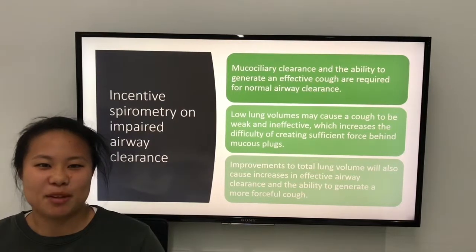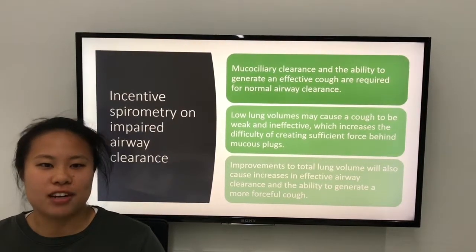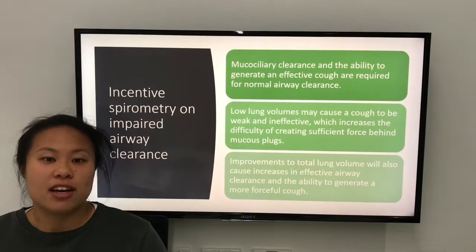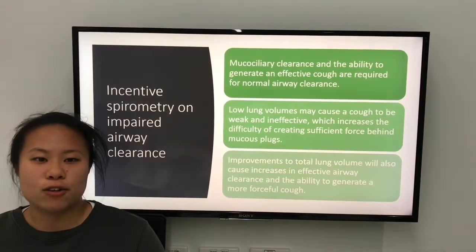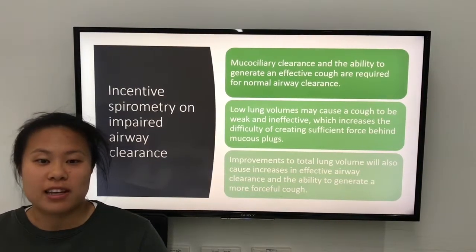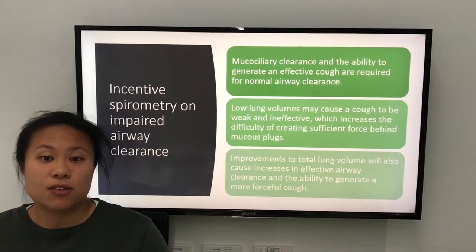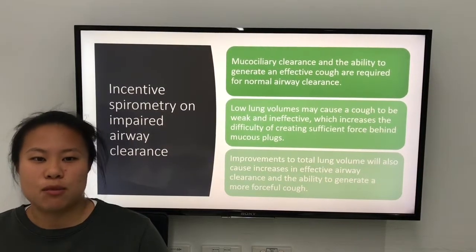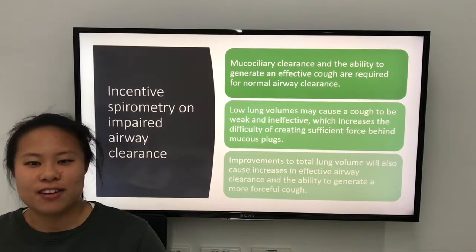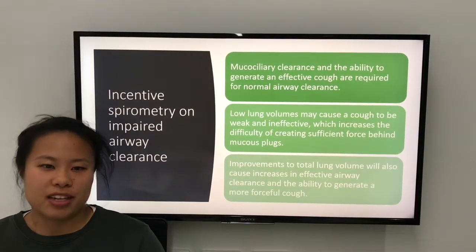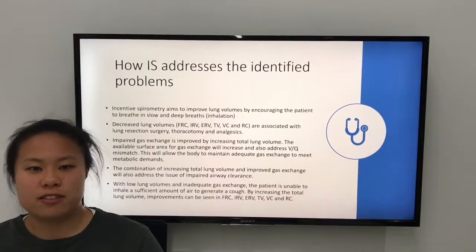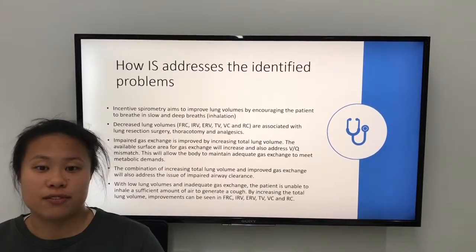Mucociliary clearance and the ability to generate an effective cough are required for normal airway clearance. Reduced lung volumes will lead to a decreased ability to generate a forceful cough and lead to impaired airway clearance. If a cough is weak and ineffective, there will be greater difficulty in creating sufficient force to clear mucus plugs. Improvements to total lung volume will also cause increases in effective airway clearance and the ability to generate a more forceful cough. The main aim of incentive spirometry is to increase total lung volumes.